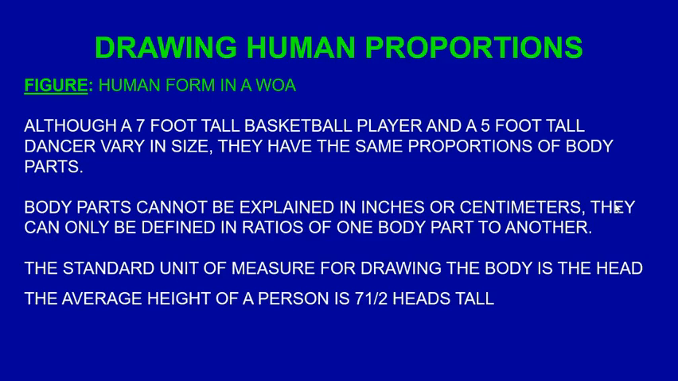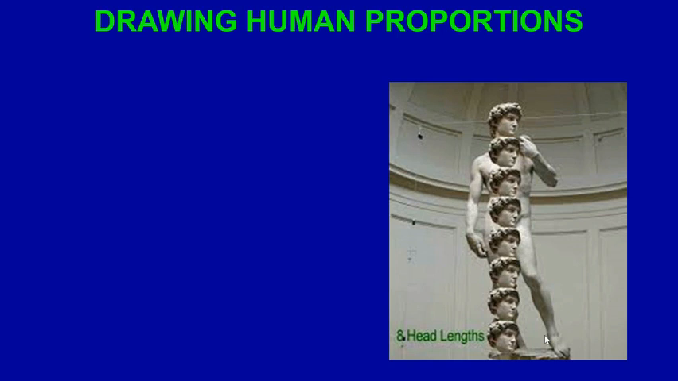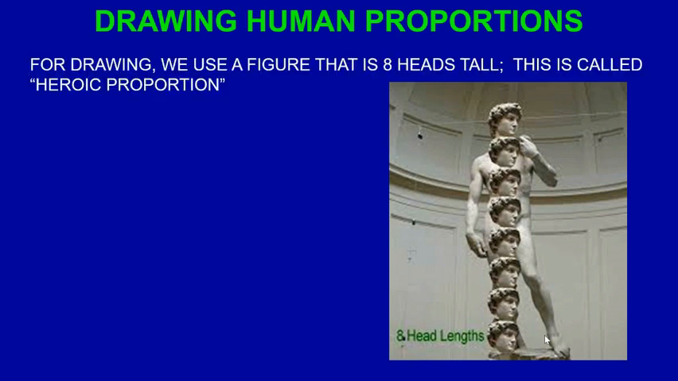The average height of a person is 7.5 heads tall. So this woman right here, if you take her from the top to the bottom, she is 7.5 heads tall. There's 1, 2, 3, 4, 5, 6, 7. And then if you cut this in half, that'll be the bottom of the foot right there. Same thing with men. Men and women have the same proportion. It's 7.5 heads tall.